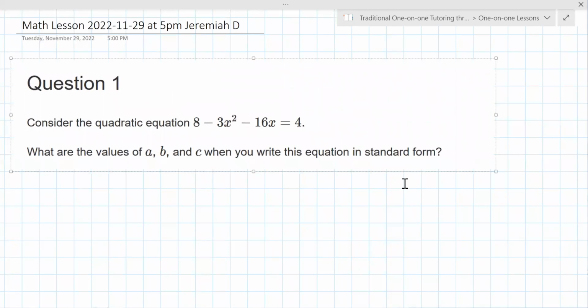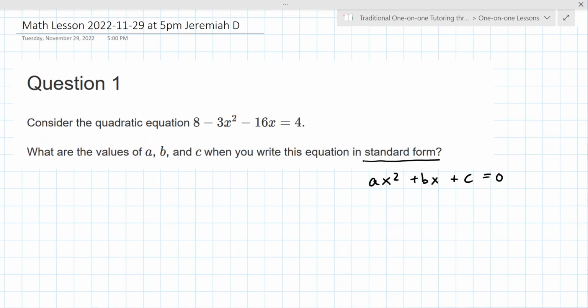Consider the quadratic equation 8 minus 3x squared minus 16x equals 4. And then they're asking you, okay, what are the values of a, b, and c when you write this equation in standard form? Standard form is ax squared plus bx plus c equals 0. So in other words, everything is on one side of the equation or the other. It's also in what's called descending order. X squared is the highest degree exponent, then x is the next highest degree exponent, and then no x.